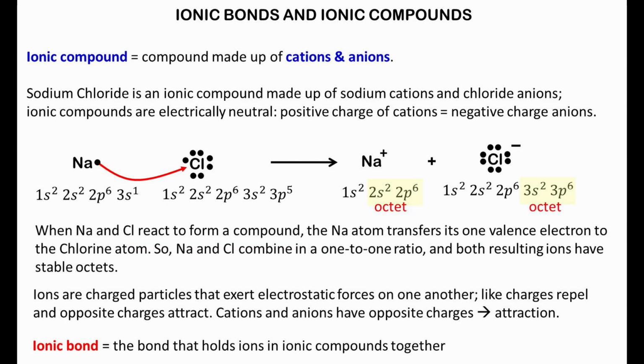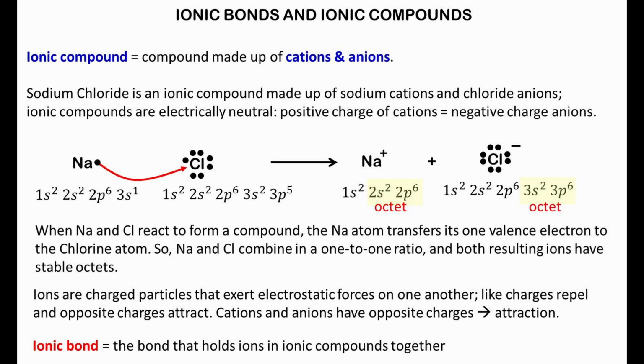An ionic compound is a compound made up of cations and anions. Sodium chloride is an ionic compound made up of sodium cations and chloride anions. Ionic compounds are electrically neutral. The positive charge of the cations is equal to the negative charge of the anions. When sodium and chlorine react to form a compound, the sodium atom transfers its one valence electron to the chlorine atom. So, sodium and chlorine combine in a 1-to-1 ratio, and both resulting ions have stable octets.